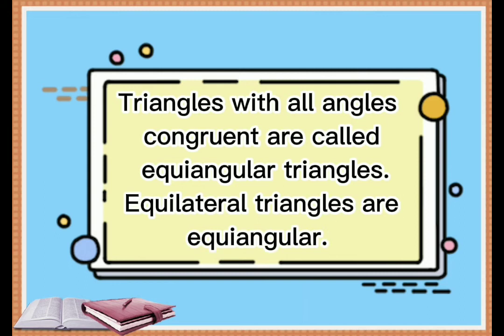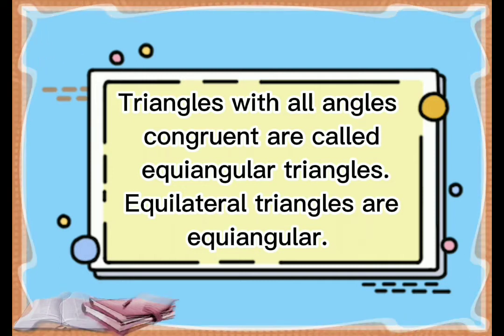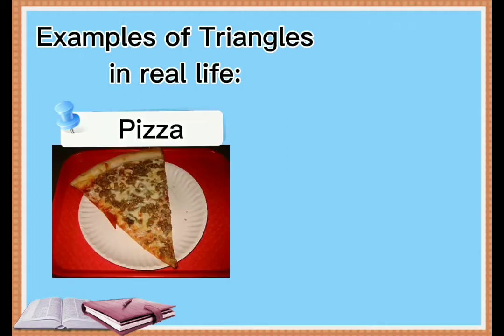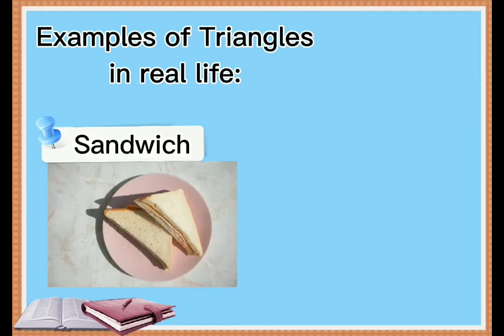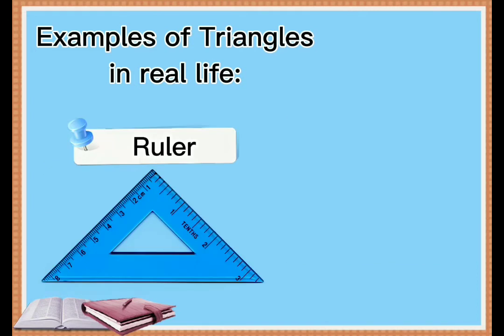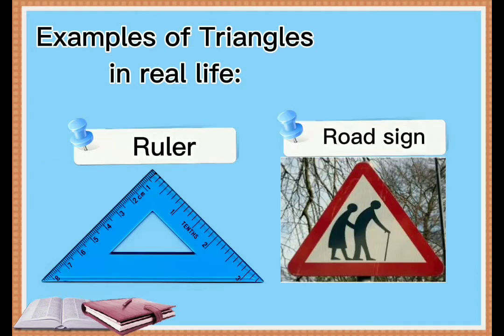Triangles with all angles congruent are called equiangular triangles. Equilateral triangles are equiangular. These are examples of triangles in real life: a slice of pizza, a chip, a sandwich, a hanger, a ruler, and a road sign.